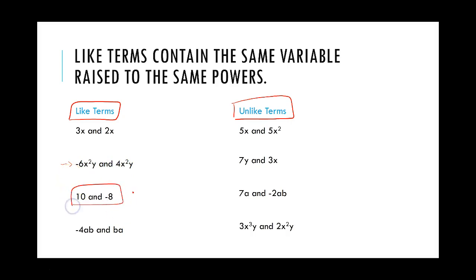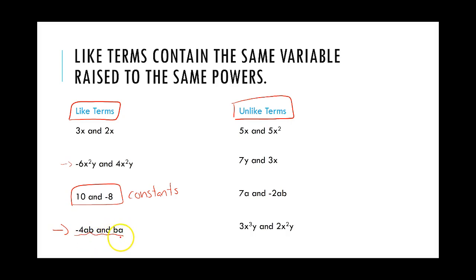Here, these are constants. So anytime we just have numbers with no variables, they're obviously like terms because we can always put standalone numbers together with other standalone numbers. This one, take note of this one. So we have -4AB and BA.